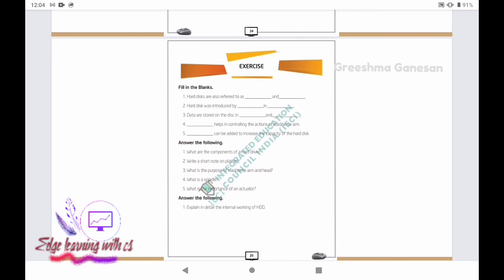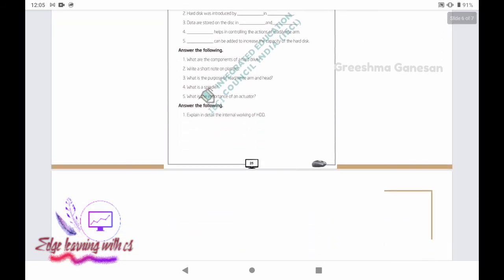Then the exercises you can see here, fill in the blanks. Hard disks are also referred to as dash and dash. So you have to fill all these blanks properly. Then the hard disk was introduced by dash in dash. Then data are stored on the disk in dash and dash. Dash helps in controlling the actions of the read-write arm. Dash can be added to increase the capacity of the hard disk.